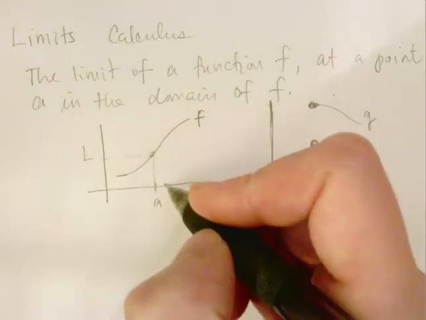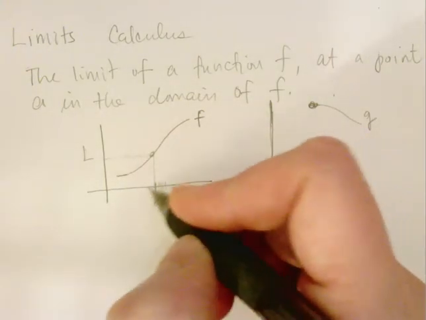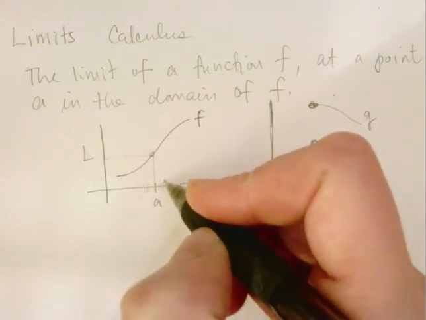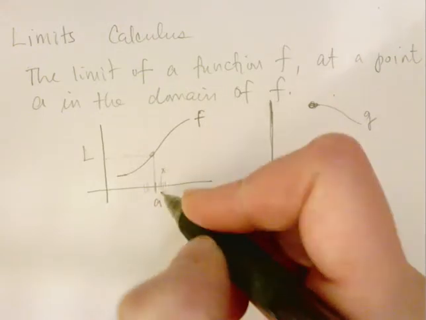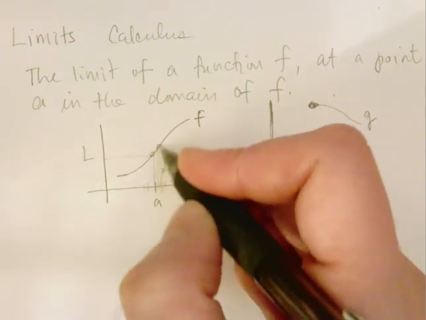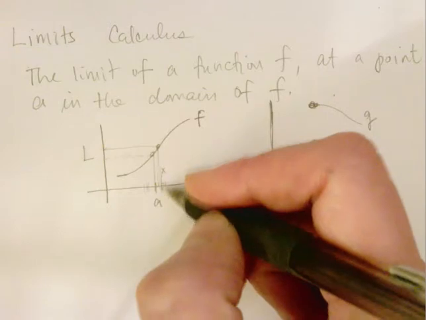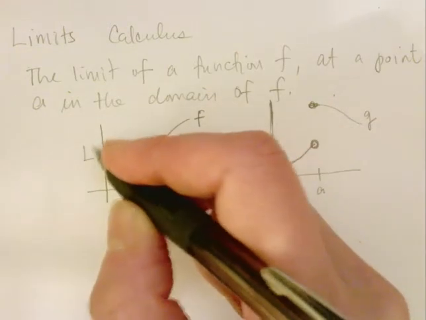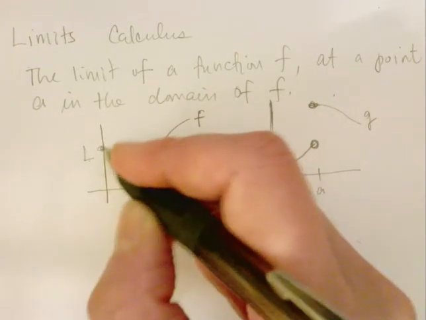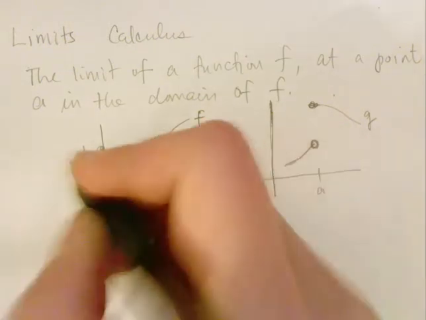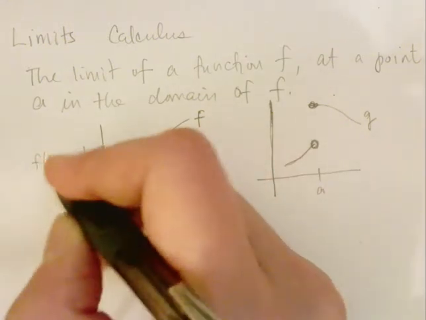And I want you to note that if I get arbitrarily close to a, so here's a point x, and it's very close to a. Notice that f of x, here's a point x, and f of x is very close to L. Here's my value f of x, and here is my L, which happens to be f of a.